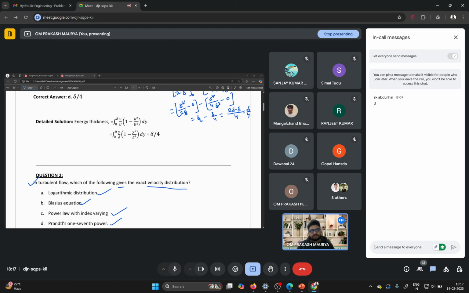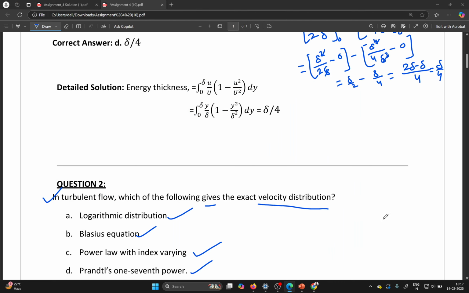Okay, let me discuss. In case of laminar, the velocity distribution... the question is asking about turbulent flow velocity distribution. We have two cases, in case of laminar and in case of turbulent. In case of turbulent, your velocity distribution looks like that.